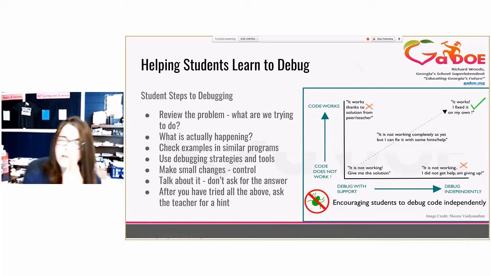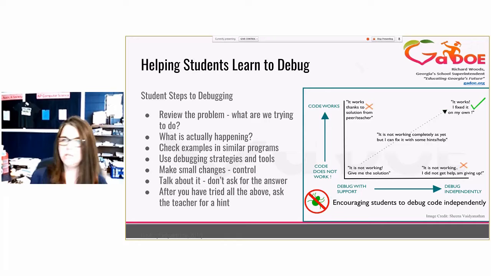So how do we help students learn to debug? Well, when you're teaching, I find that you have to expect, it's a tough thing to teach. Kids will put in something and then they'll immediately say, I don't know what I'm doing. This isn't working. So you have to really hold their feet to the fire and encourage them and help them get to the right answer.